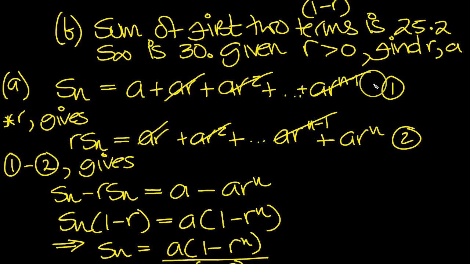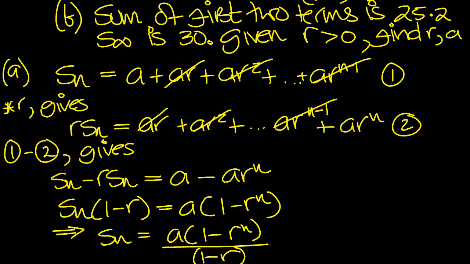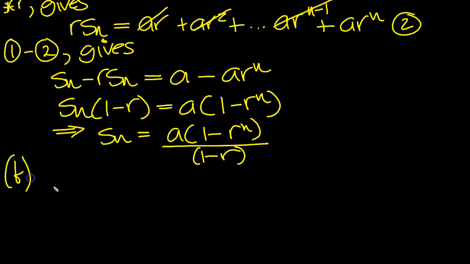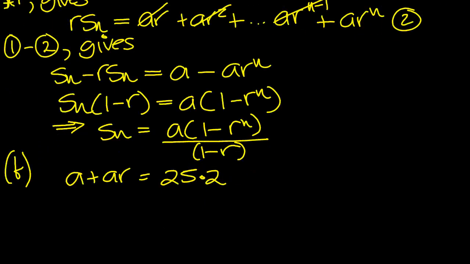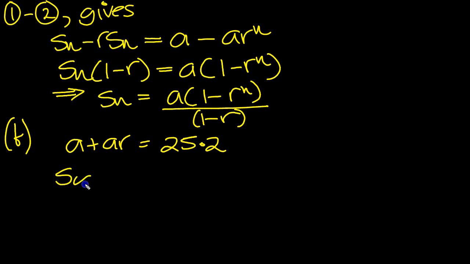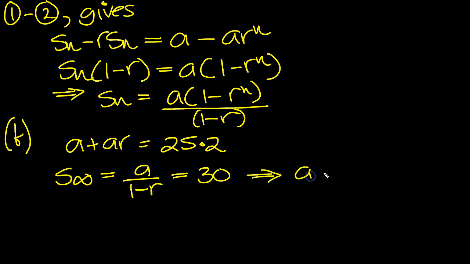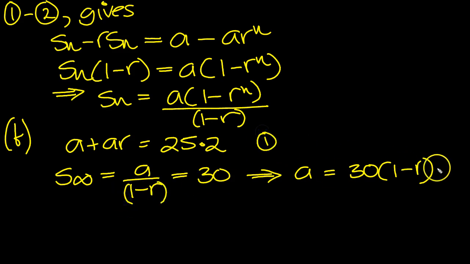Part B now. The sum of the first two terms is 25.2. So part B. So a plus ar is the first two terms, is 25.2. The sum to infinity is 30. So S infinity is equal to a over 1 minus r. That's equal to 30. So that tells us that a is equal to 30 times 1 minus r. Just move the 1 minus r up to the top. This is number 1. This is number 2.